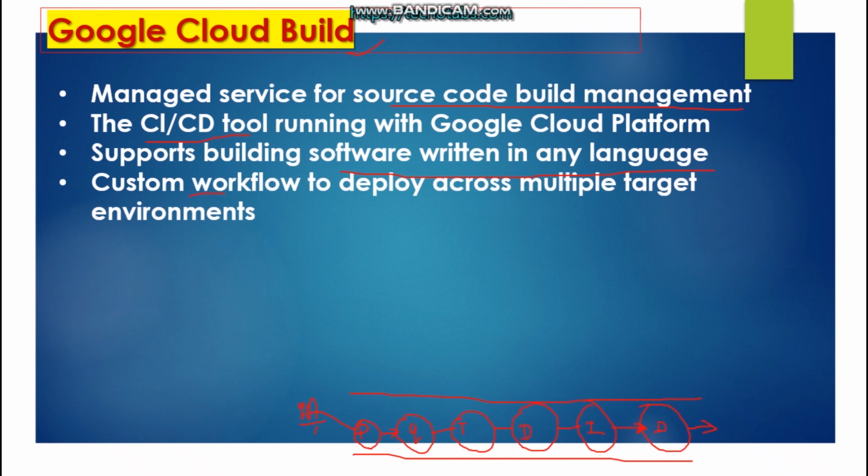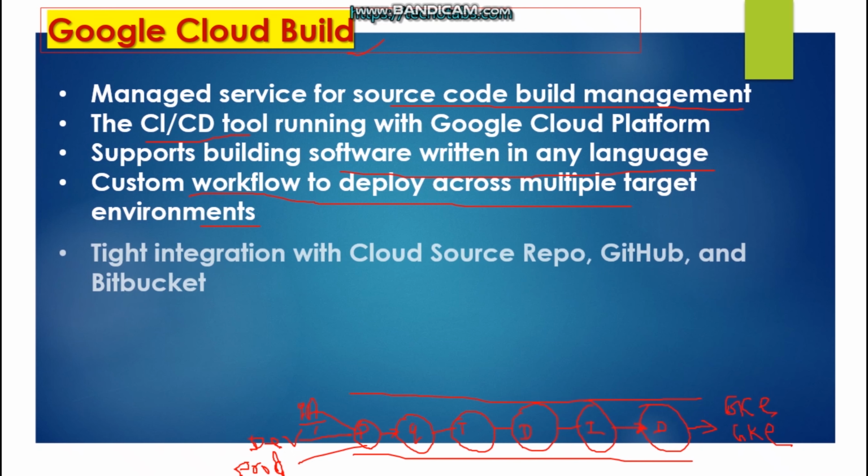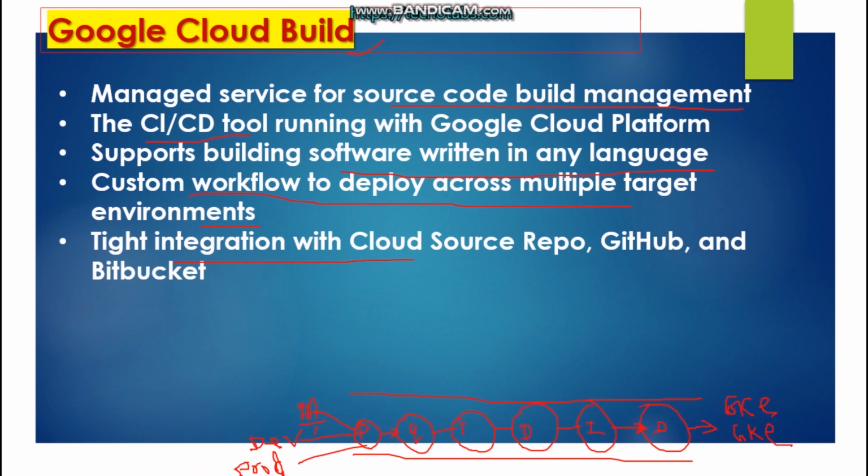It's a custom workflow to deploy across multiple target environments. Now you wanted to deploy that code for a QA environment. Similarly, you can deploy your code in the dev environment or in the prod environment, and in any target environment, be it GCE or GKE or even Cloud Functions. All right. It's tightly integrated with Cloud Source Repositories, GitHub, and Bitbucket. So you can give the URL of a Cloud Source Repository, Bitbucket, or GitHub. It will take your code from there and do the build.